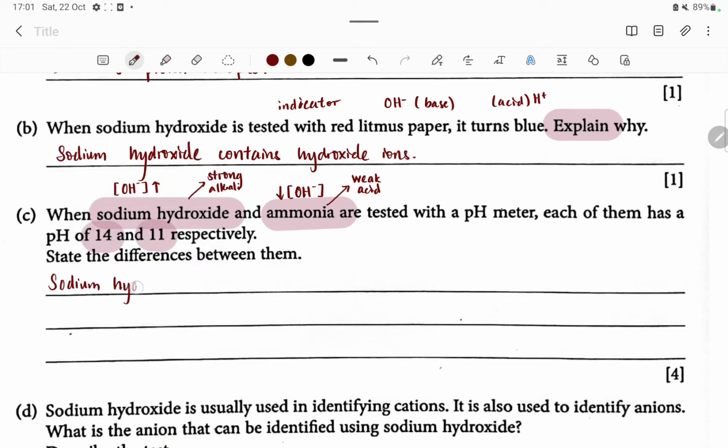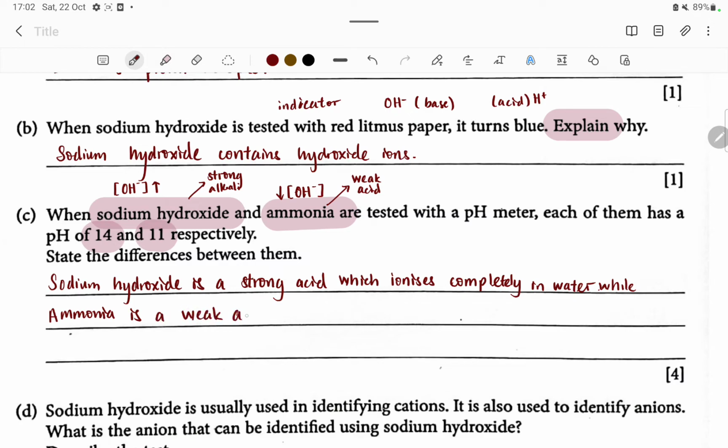Sodium hydroxide is a strong acid, which ionizes completely in water, while ammonia is a weak acid which ionizes partially in water. Okay.